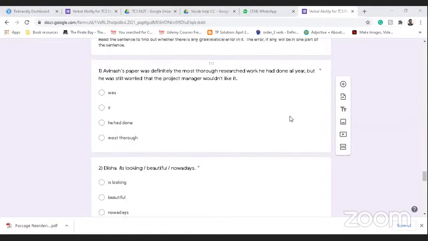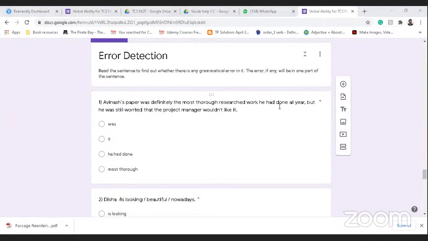All right, let's go with this. Avinash's paper was definitely the most researched work he had done all year, but he was still worried that the project manager wouldn't like it. Where is the mistake here, guys? You just have to get the mistake. What could be the mistake here?